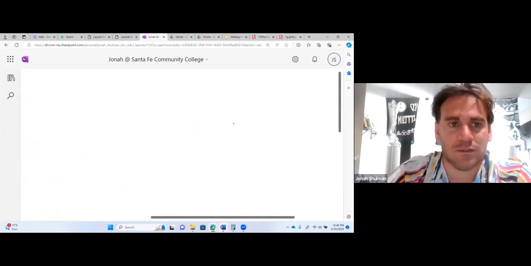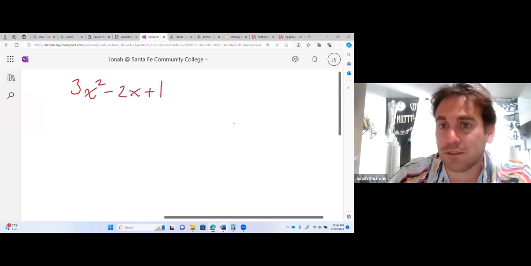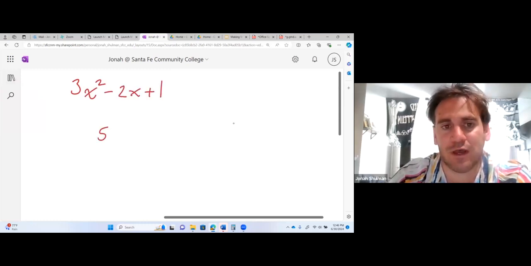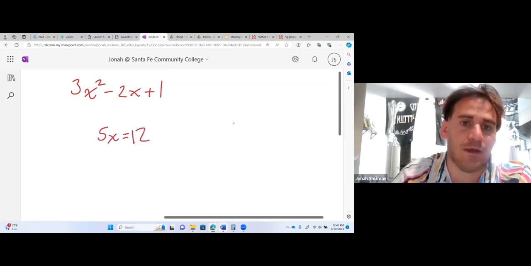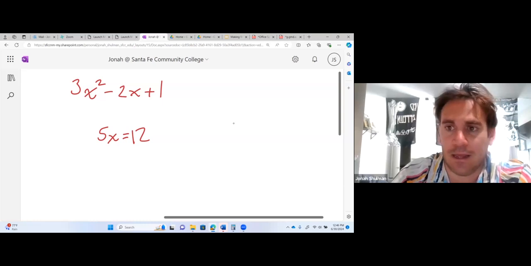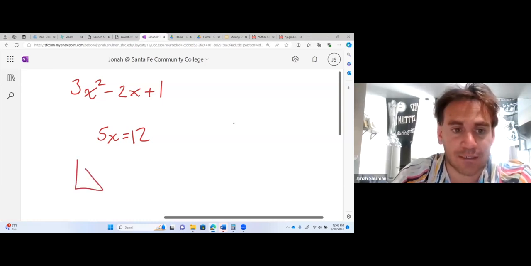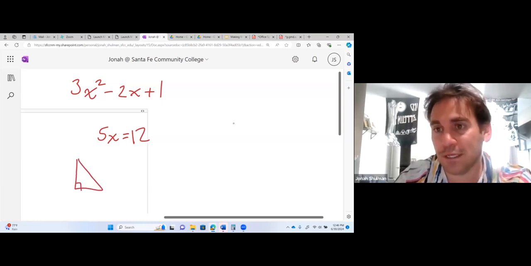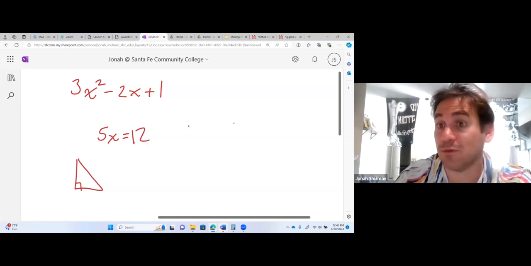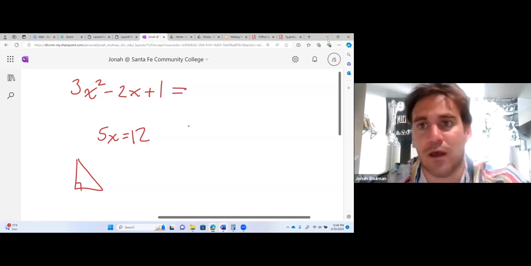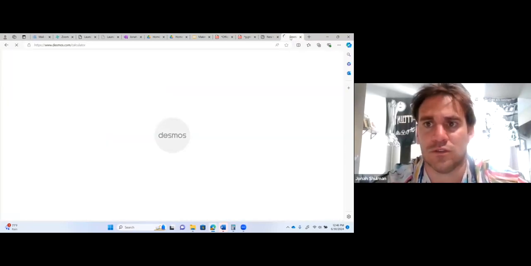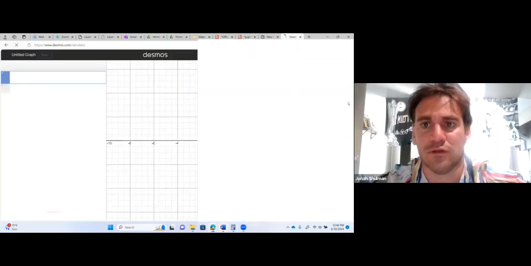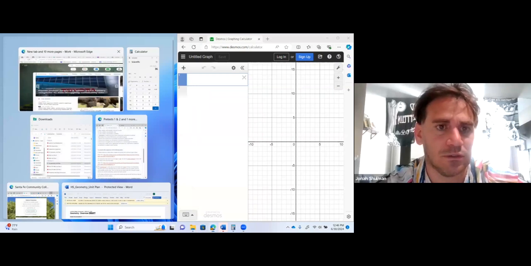Anything, no matter what it is, I don't care if it's 3x squared minus 2x plus 1, or if it's 5x equals 12, or a shape, like a triangular shape, no matter what it is, we can have it represent whatever we like. So I'll pull up some Desmos on the side, just so we have a little bit of something to help us out with this.